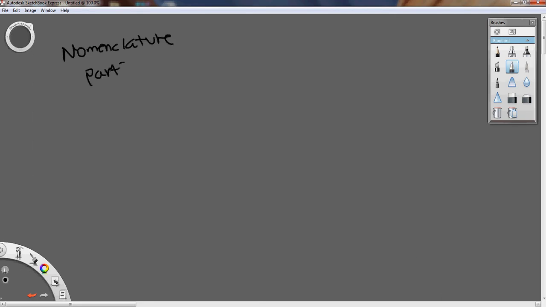Nomenclature Part 2. Alright, so let's get started. So what we'll be talking about is when there are several paths that can be taken when naming the organic compounds, and you're gonna have to give a different name to those specific kinds of organic compounds. So let's just draw a quick example.